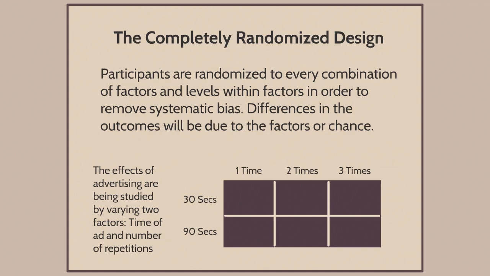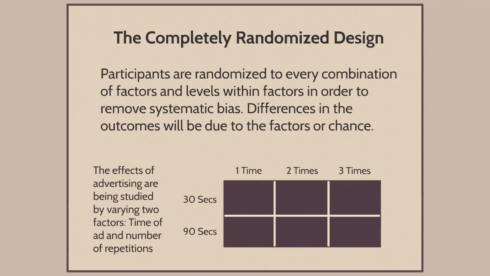Maybe they watch it one time. Maybe we show them 2 times over the course of a week or a couple weeks. Maybe we show them 3 times over the course of a week or a couple weeks. So how many times they see the ad, does that influence their response? Now notice when we combine these two factors, we actually end up with 6 possible conditions.